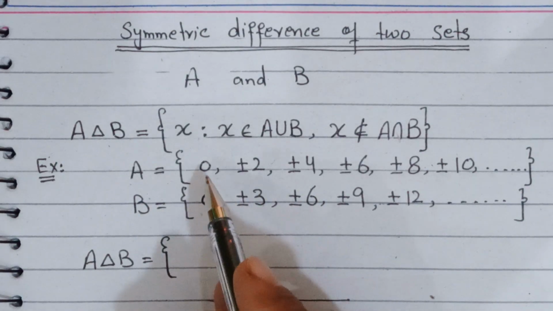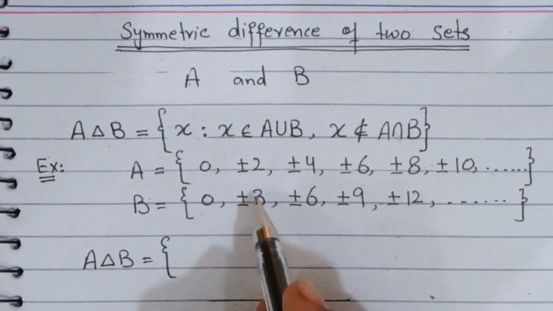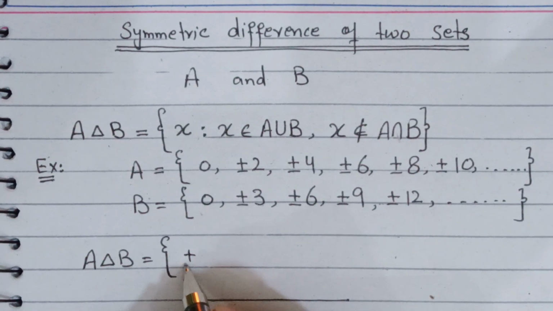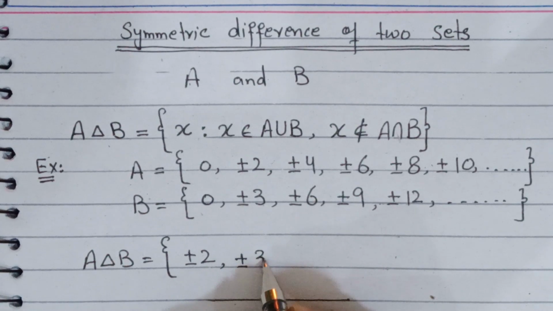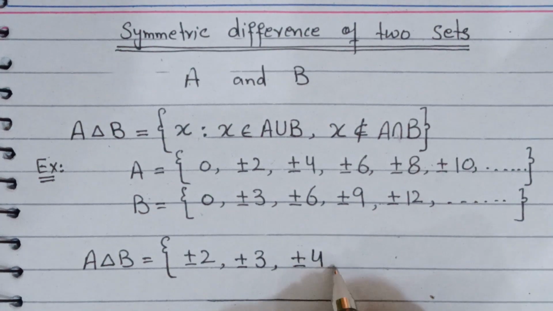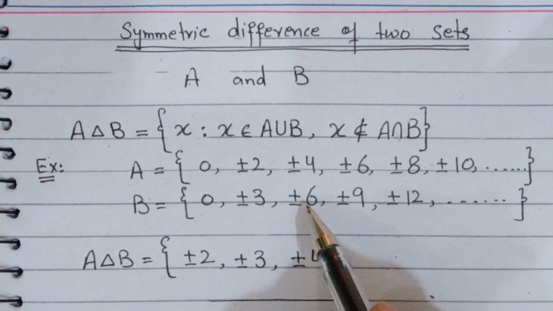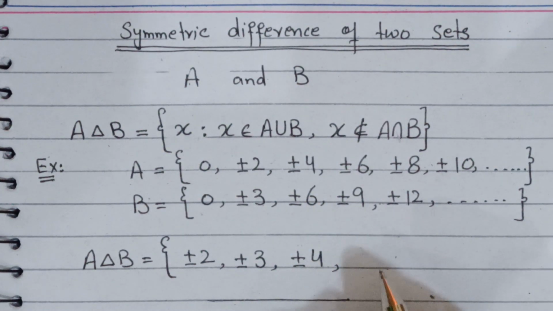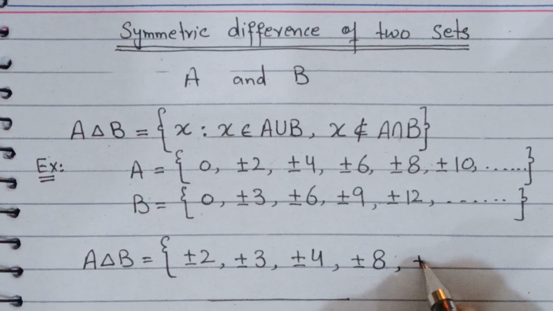So here note that 0 is common, so it will be excluded. So now plus minus 2, plus minus 3, plus minus 4. Here note that plus minus 6 is common in both the sets, so it will be deleted. After that plus minus 8 and then plus minus 10.